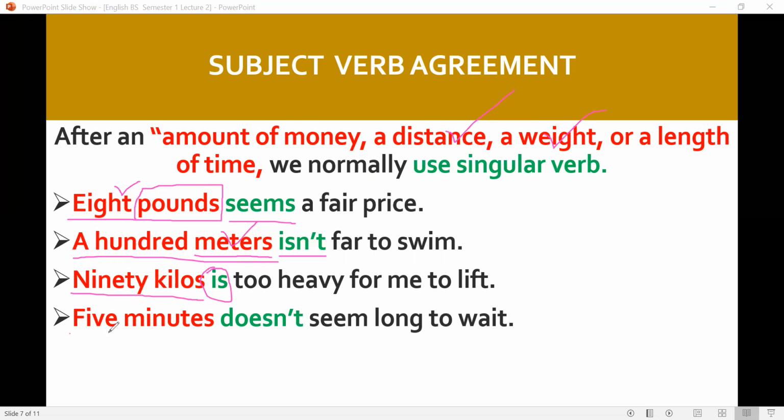5 minutes, a single expression, doesn't seem long to wait. It's a length of time. So with the amount of money, a distance, weight, or a length of time, we normally use a singular verb.